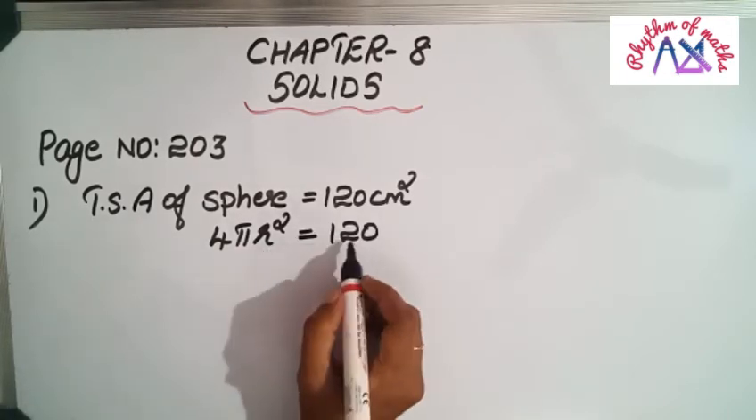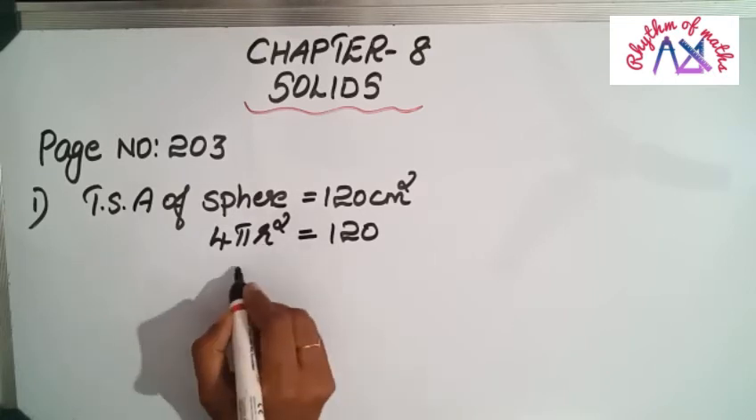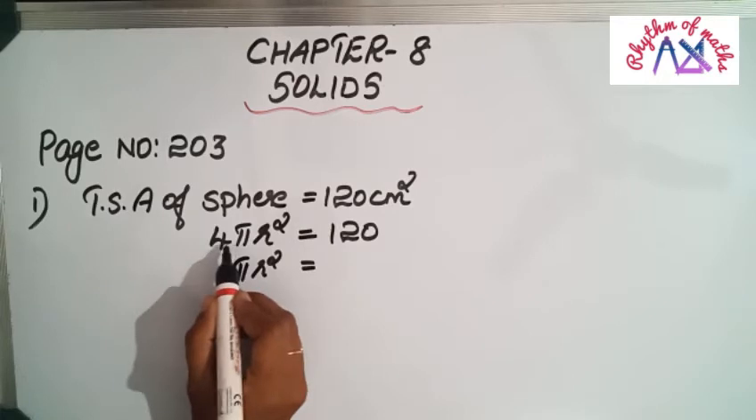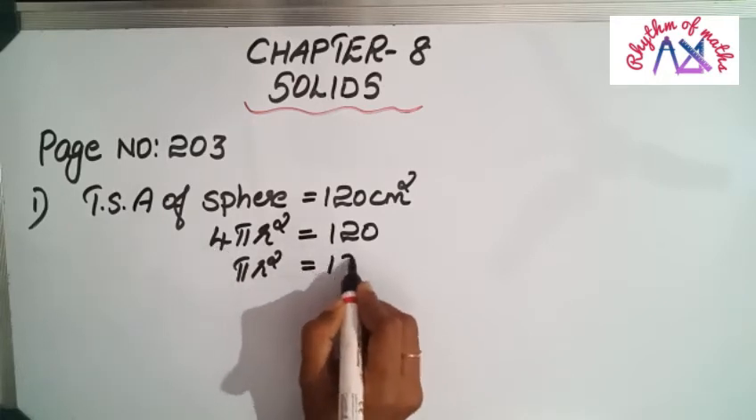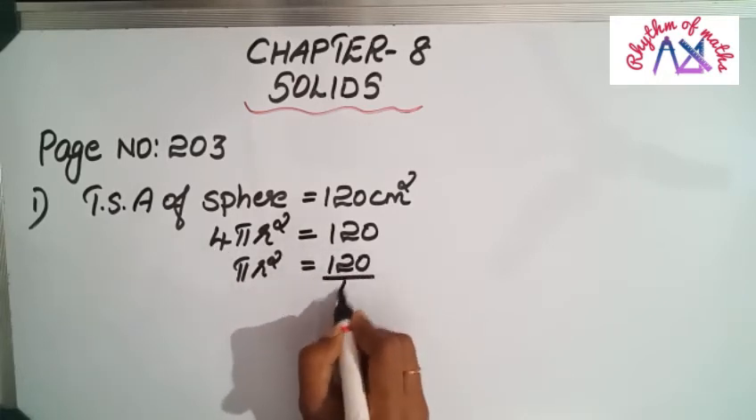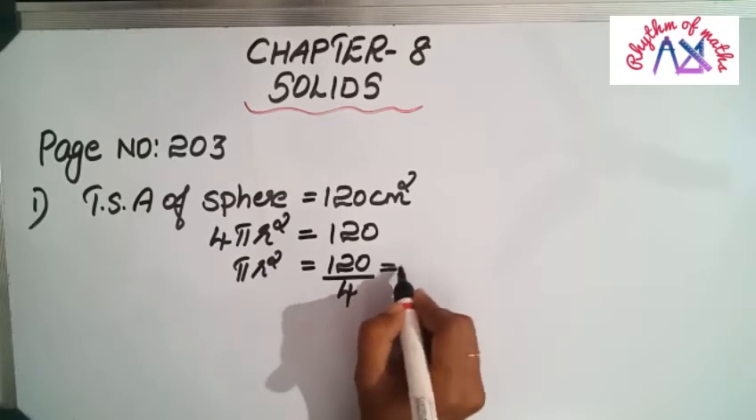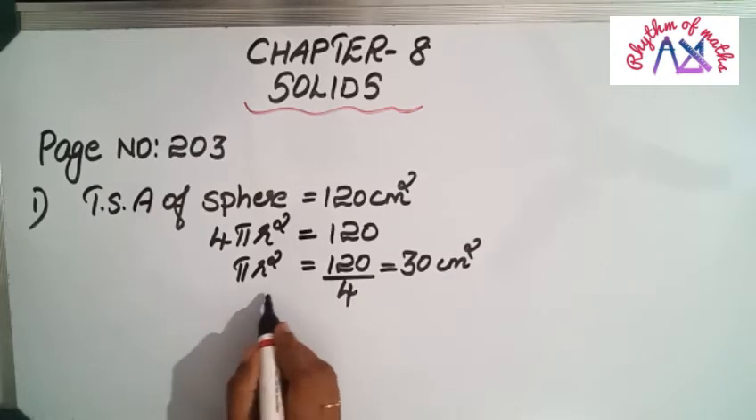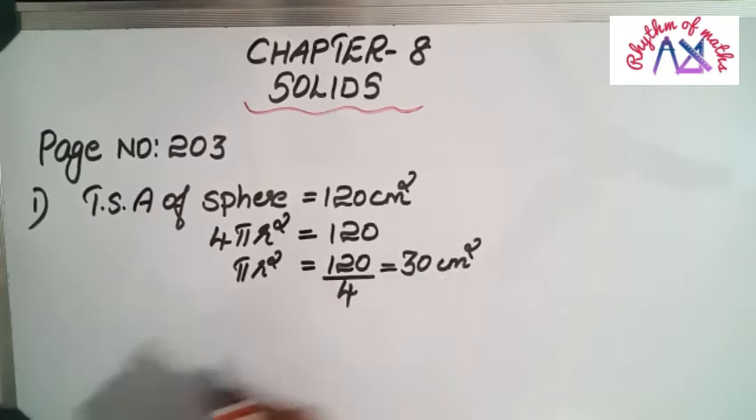Okay, now from this 4 pi r square equal to 120, we can find pi r square. That will be equal to, taking the 4 to this side, 120 by 4. 120 by 4 is 30 centimeter square. So we got pi r square equal to 30 centimeter square.